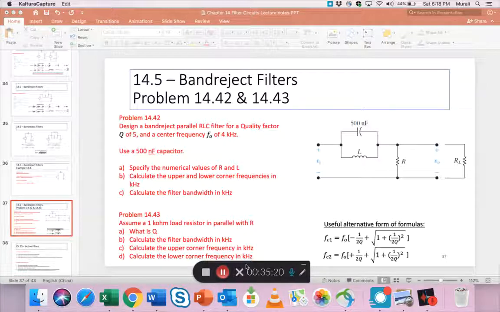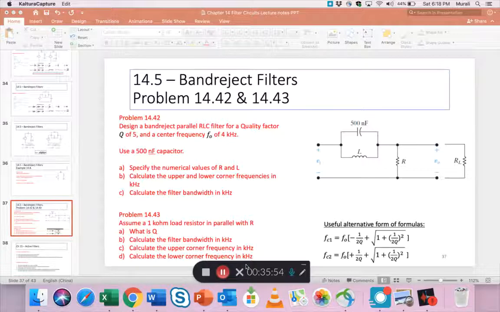So what is 1442? And 1443, as you may guess, is just a continuation of 42. So 42, he has given us a band reject filter, not in a series version like I just showed you the previous example, but this is a parallel version, and now the output is across R. The output voltage comes out across the resistance and not the inductance capacitance combination.